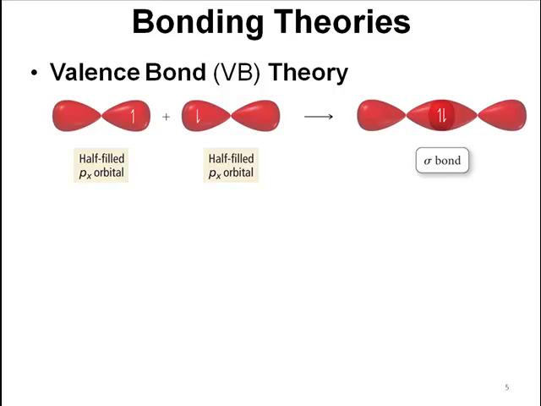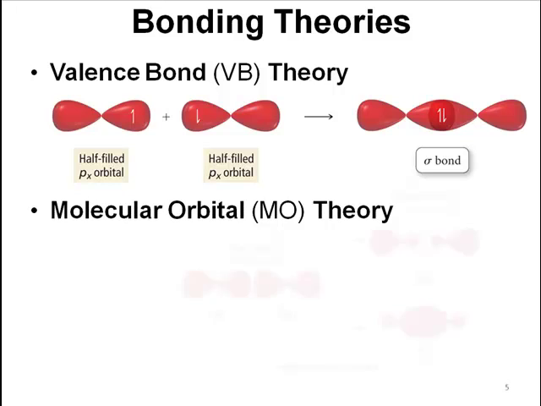This says that if you have a p orbital and another p orbital, and they're each half filled, they can come together and share those electrons and make a full orbital. These two orbitals come together to make one filled space, which is called a sigma bond. So that's when the two electrons come together and they're in the same space.